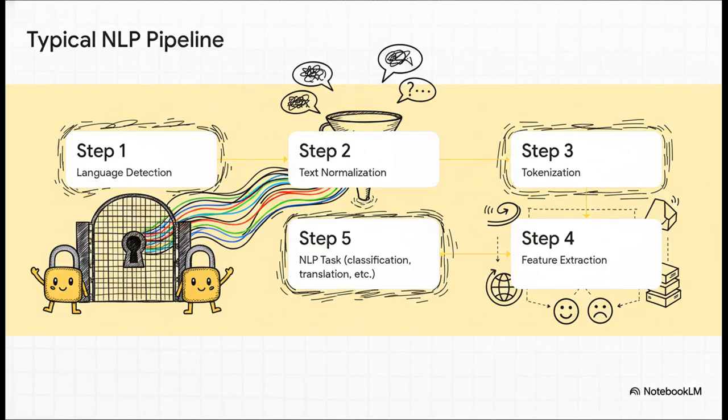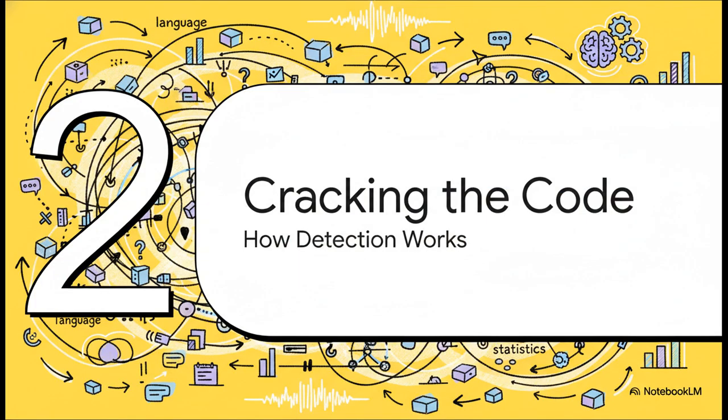So where does this fit into the bigger AI picture? Well, in any system that works with language, what we call a natural language processing, or NLP, pipeline, it is always step one. You can think of it as the gatekeeper. Before an AI can do anything cool, like translate something or figure out the sentiment of a review, it absolutely has to know what language it's dealing with first. No exceptions.